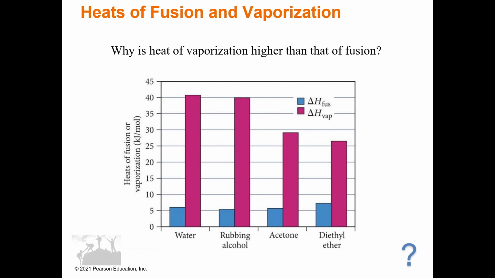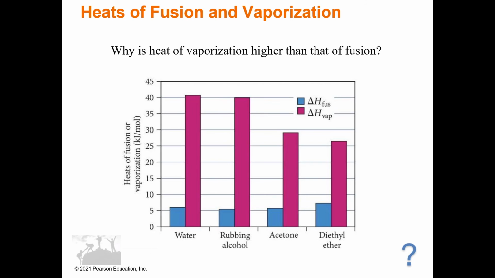Here we have 4 different compounds with the delta H fusion and delta H vaporization values. Now, why is it that the heat of vaporization for all 4 of these compounds is higher than that of fusion? Well, think of what happens when we try to melt a solid. Melting requires that intermolecular forces be only partially overcome. Now think about vaporizing a liquid to a gas. Those intermolecular forces have to be completely overcome.